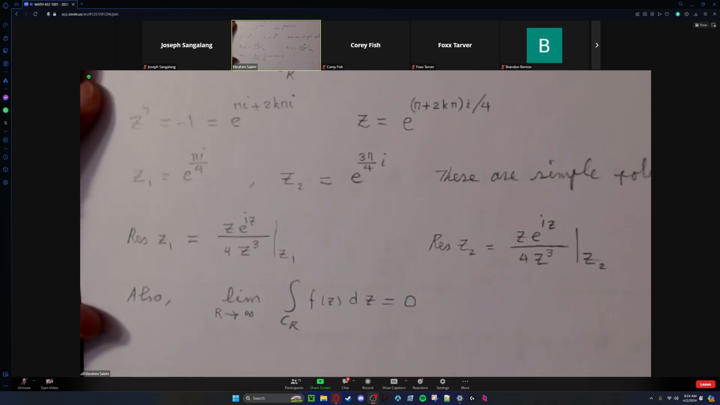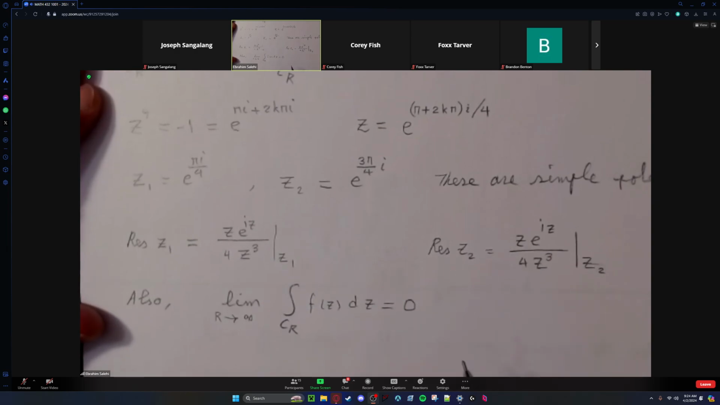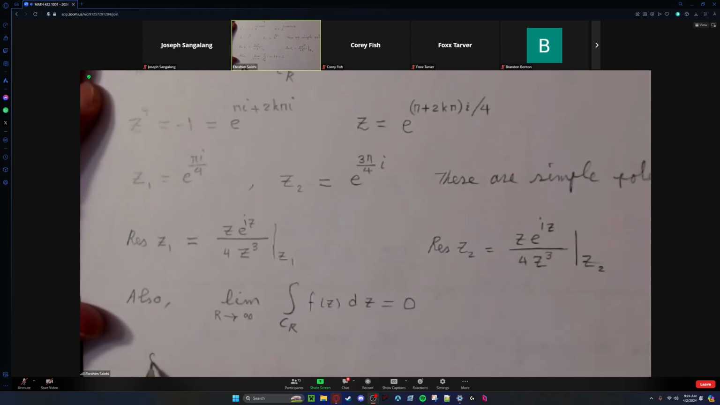So here, then, the integral from negative infinity to infinity of f of x dx will be 2 pi i times residue at z1 plus residue at z2. Done.